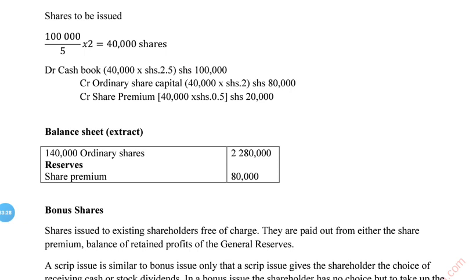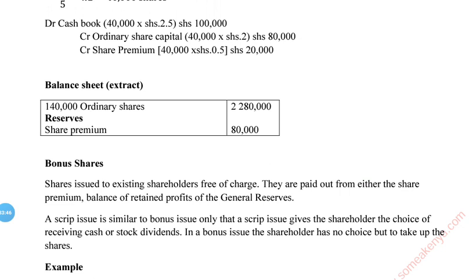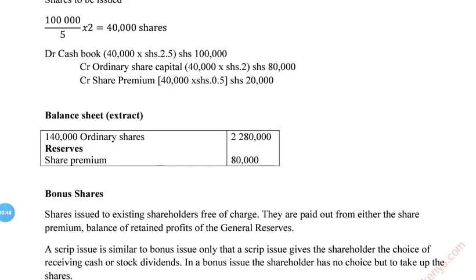Then on the balance sheet, the share premium will be 80,000. Ordinary shares now are 140,000. So we can stop at that point. At that lesson we shall proceed later.